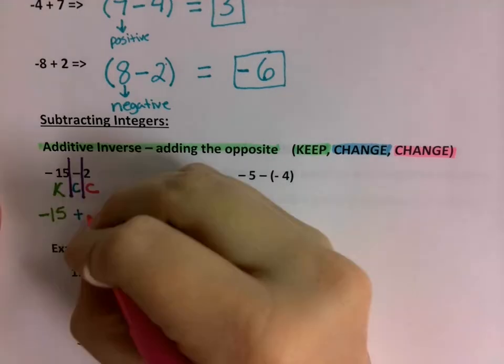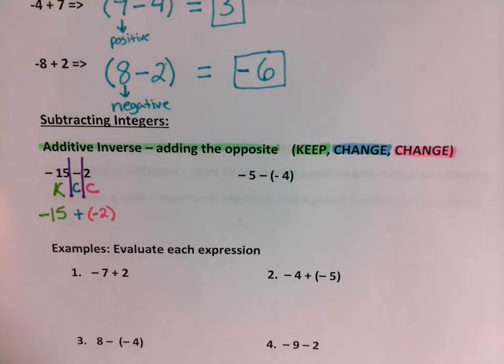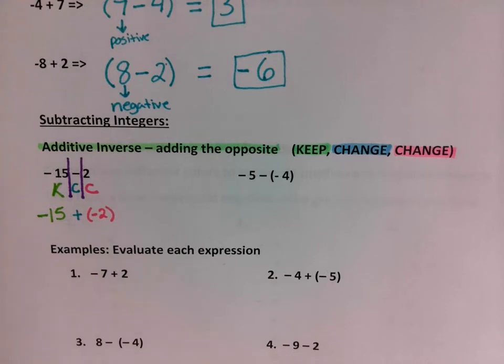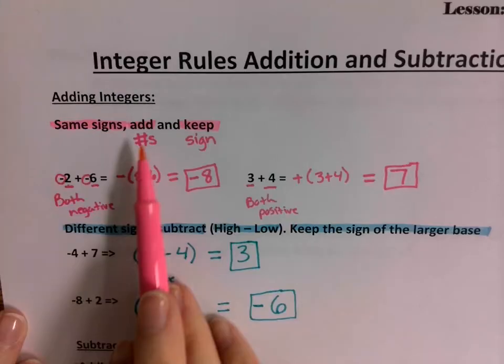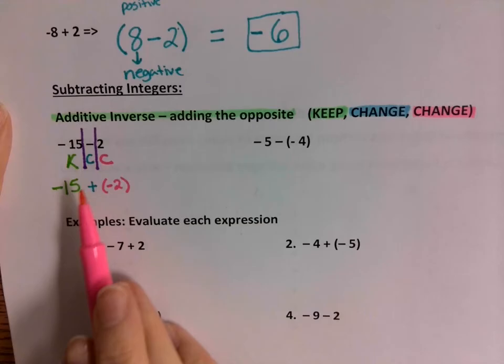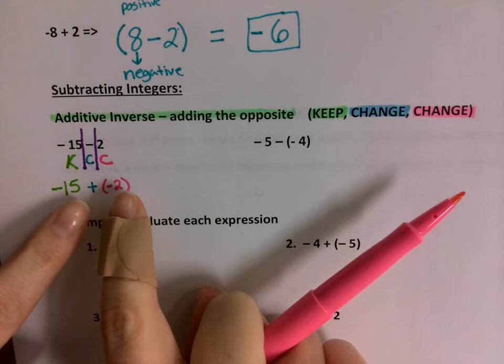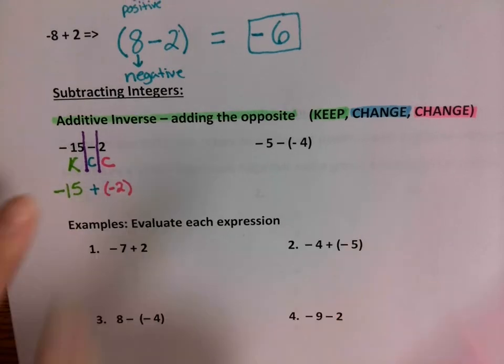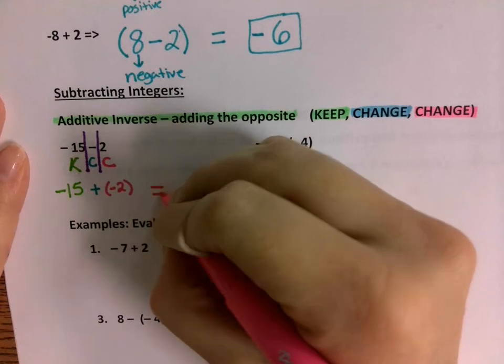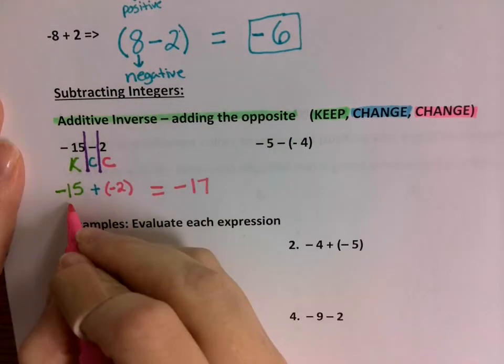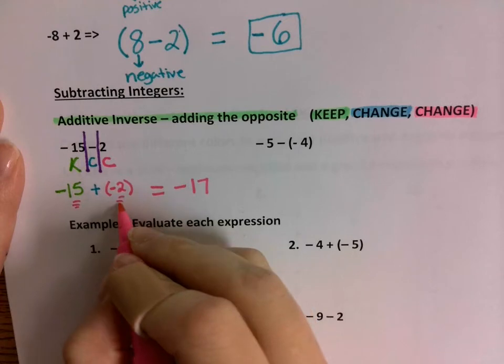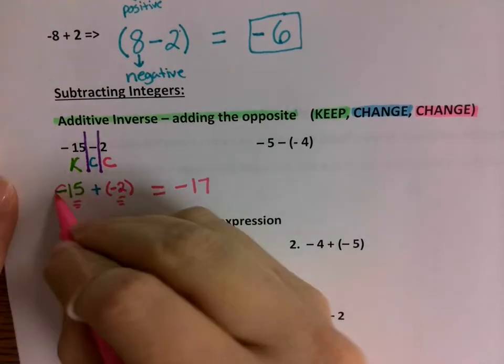Okay, so now I've got addition. So let's take a look back up at our addition rules. Are these same signs or different signs? Same. And what do we do with same signs? Same signs we add and keep. Same signs, we're going to add the two numbers and keep the sign. So if we add these two numbers together and keep the negative sign, what is our final answer going to be? Negative 17. We add the two numbers, and then we're going to keep that sign. We're going to keep the negative. Okay? Negative 17 will be our answer.